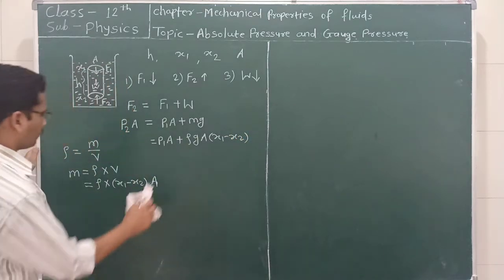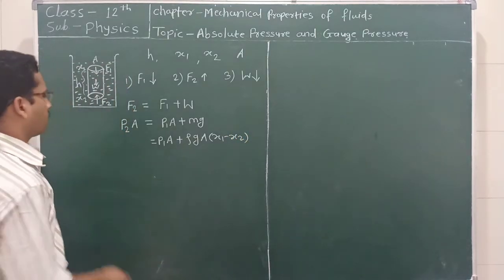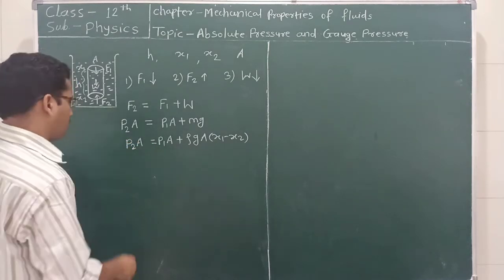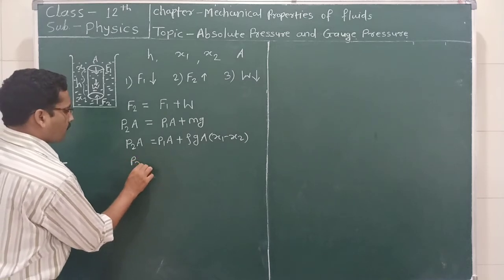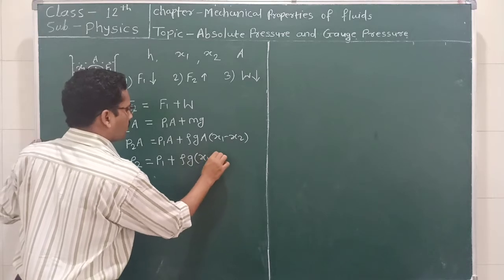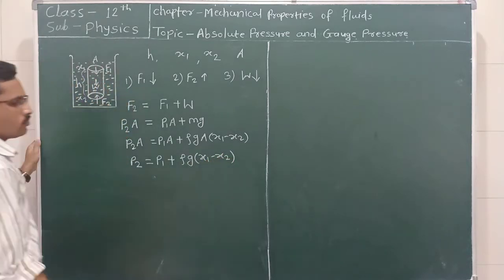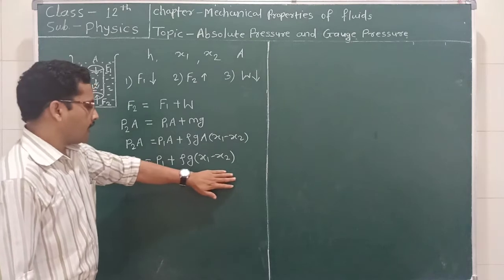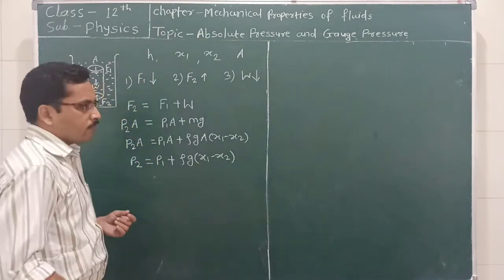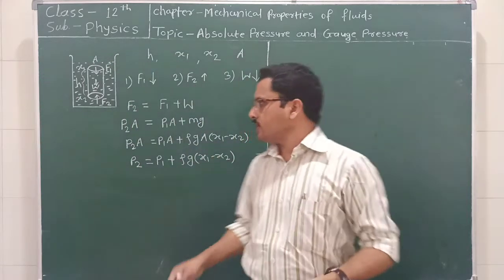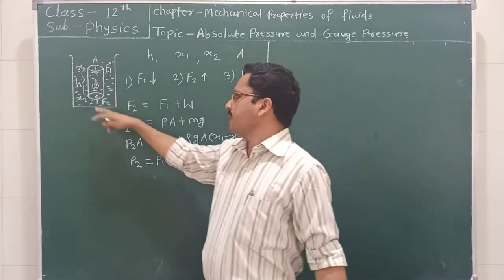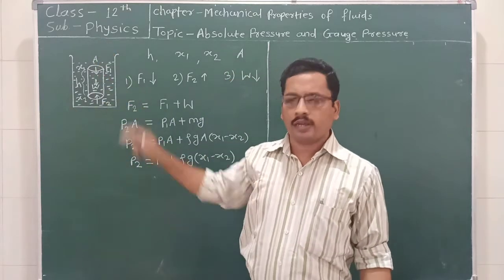As we see from this equation, A is common, so we can write P2 is equal to P1 plus rho g (x1 minus x2). Now, in this equation, we can consider two cases. When this cylinder is placed, the upper face is placed on the free surface, and then the lower face is placed in the liquid.